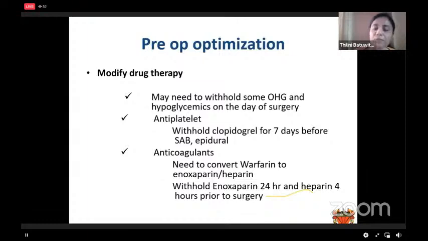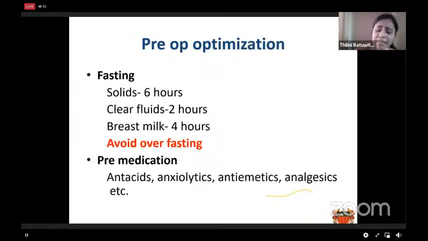And then if the patient is on enoxaparin at a therapeutic dose, we have to stop it 24 hours prior to surgery, if they are coming for spinal or epidural, or for surgery also we stop that. And if the patient is on heparin, it is usually given as an infusion, so you have to stop it for 4 hours prior to surgery. Those are the drugs that we have to optimize.